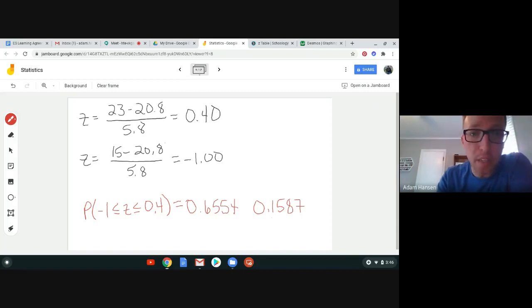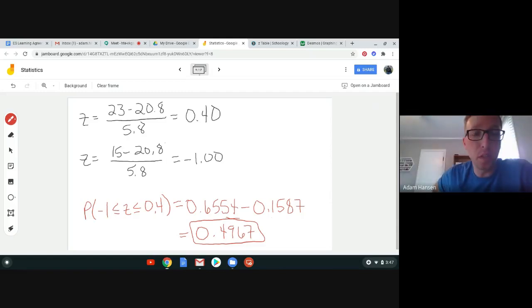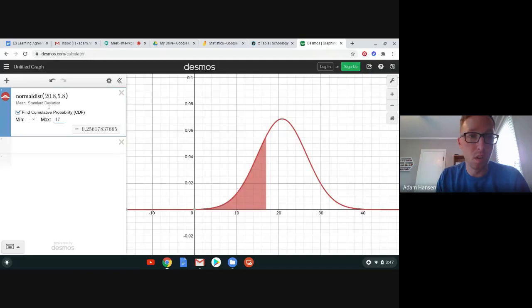To find the area between the two, because remember, I want to find the percent of ACT scores that are between 15 and 23. Well, if 0.6554 is 0.4 or less on the z-table, and everything with a negative 1 z-score or left is 0.1587, the part between the two is just the difference. So 0.6554 minus 0.1587 gives me 0.4967. So about half of all ACT scores are between 15 and 23, 49.67%.